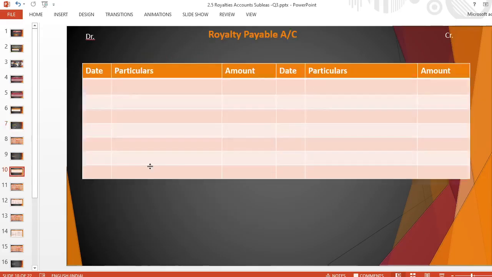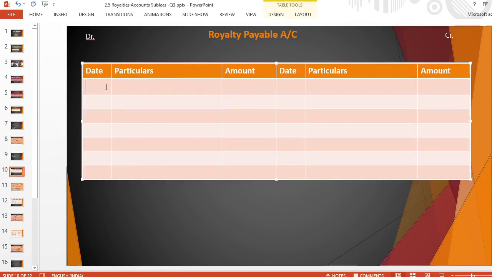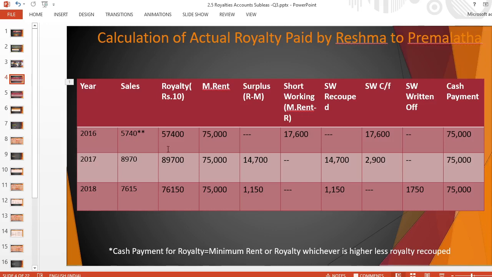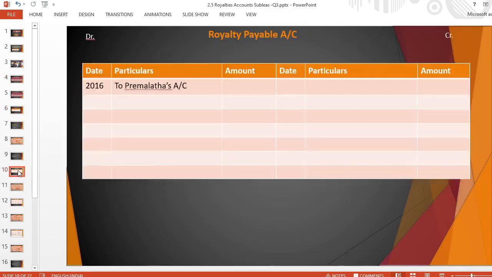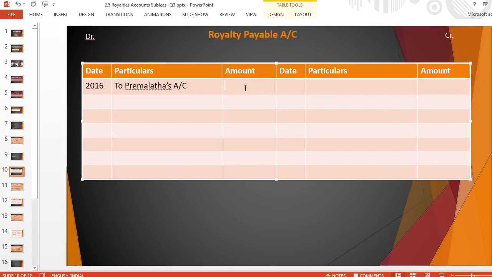So let me show how to pass this royalty payable account. Here, royalty payable account debits 2016 to lessor's account. Here the lessor is Premalata, so Premalata's account. Royalty payable account debits to Premalata's account. I should check the first royalty table. Royalty due was 57,400. I'll record 57,400.